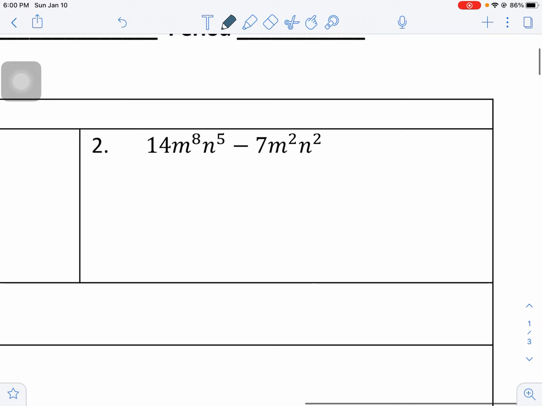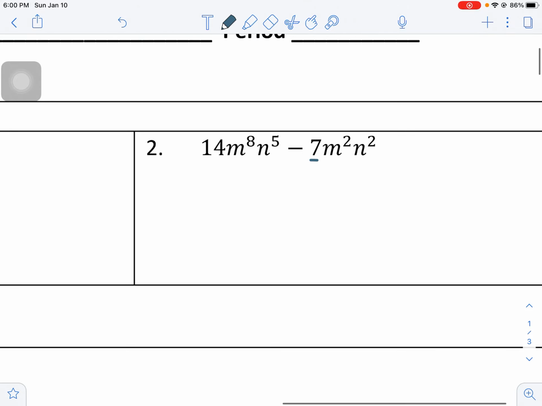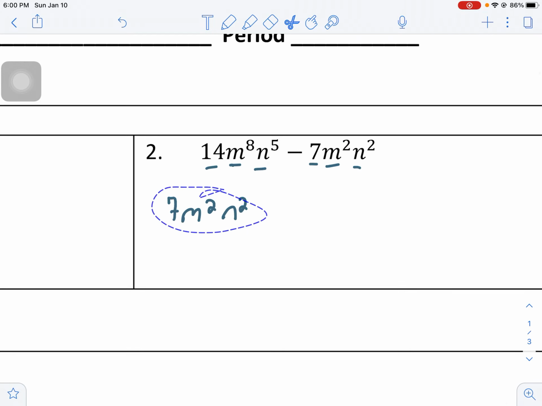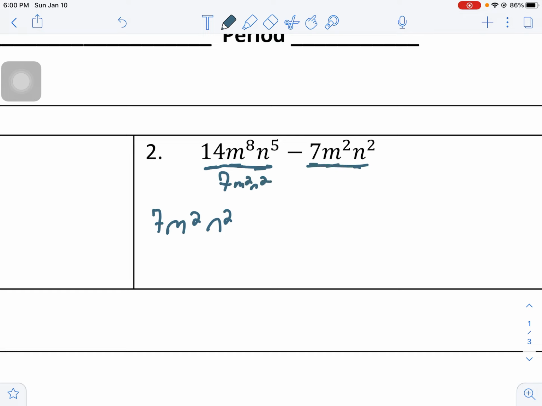For this next one, we just need to look at what's the biggest thing that comes out of each term. So 7 comes out of both of those. So we put 7 up front. We have m to the 8 and m squared. So we can actually pull out an m squared out of both of those. And then we have n squared and n to the 5th. So we can pull out an n squared out of both of those things as well. So what that's going to look like is it's going to take both of these and divide it by 7m squared n squared.